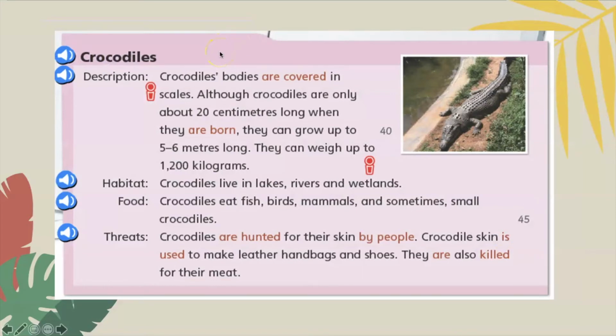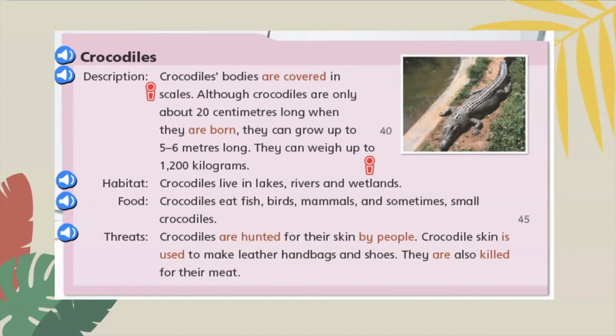Next, crocodiles. Description: crocodiles' bodies are covered in scales. Although crocodiles are only about 20 centimeters long when they are born, they can grow up to 5 to 6 meters long. They can weigh up to 1,020 kilograms. Habitat: crocodiles live in lakes, rivers, and wetlands. Food: crocodiles eat fish, birds, mammals, and sometimes small crocodiles.